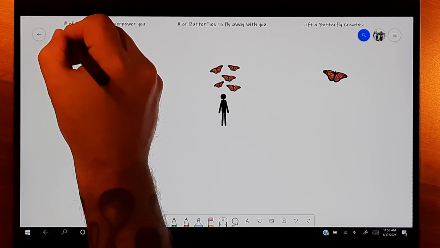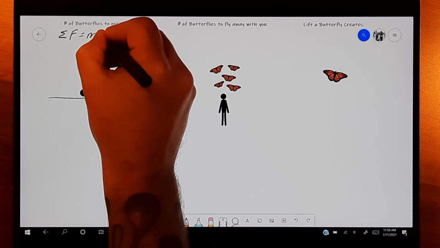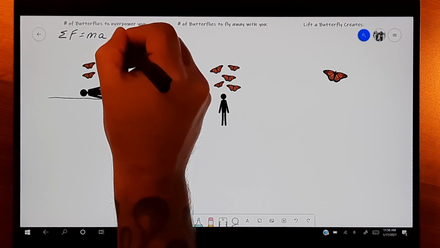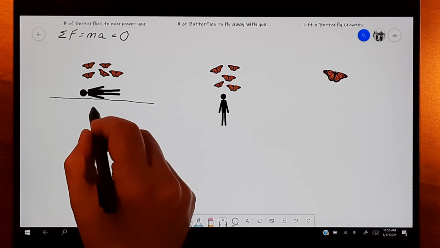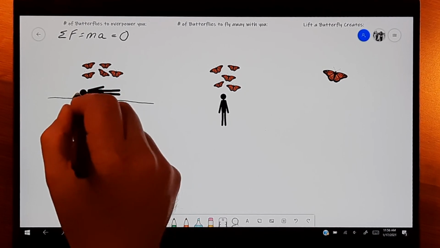So let's get started. Okay, so we got a little ground here, and what we're going to look at is the sum of the forces. So this is Newton's law of motion, saying that the sum of forces equals mass times acceleration. But we want this to equal 0 because we want our forces to be equal to the point that nothing can move.